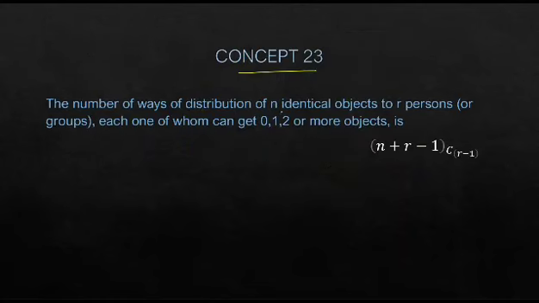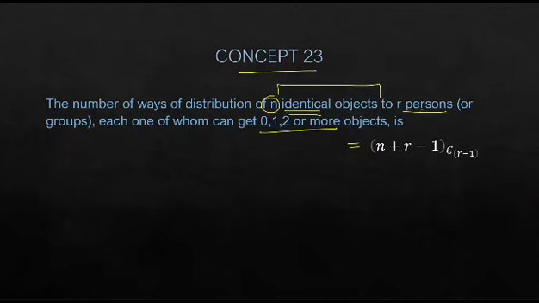The number of ways of distribution of n identical objects to r persons or groups, each of whom can get 0, 1, 2 or more objects, is this. So this is the particular formula for this case. The major difference between this case and the previous cases is that here the objects are identical. In the previous cases that we read, all the objects were distinct, that is different.